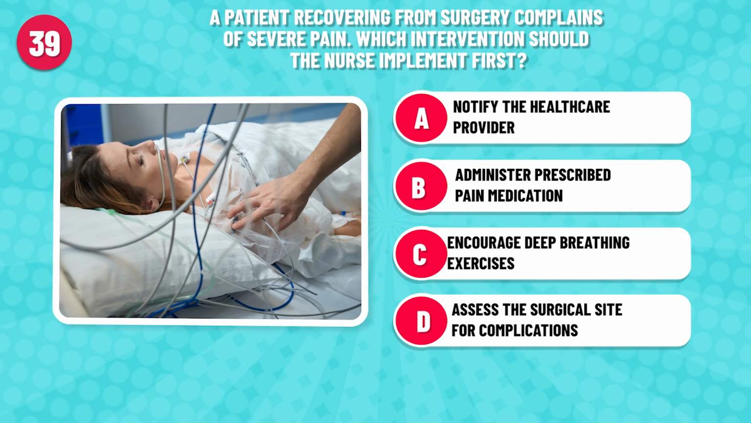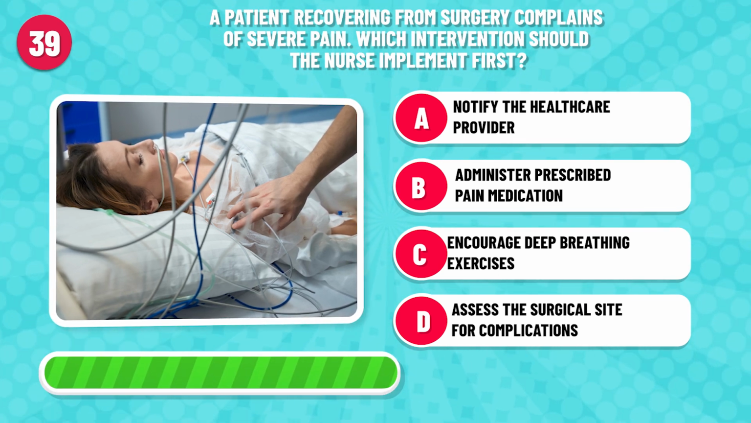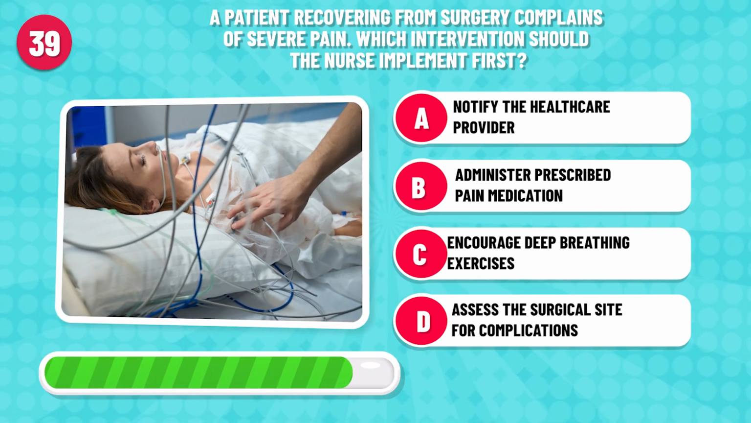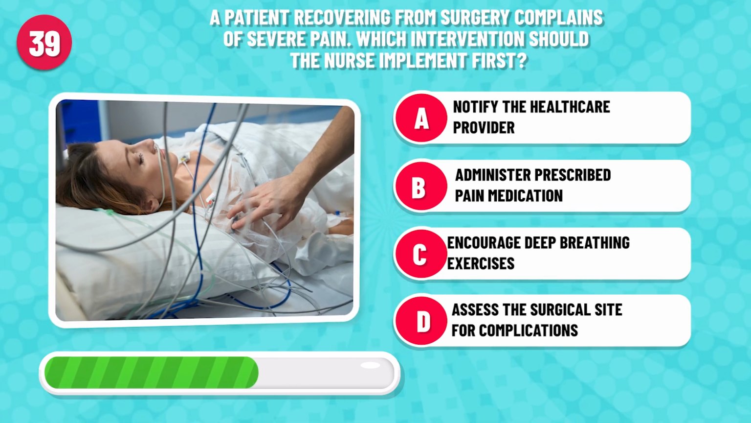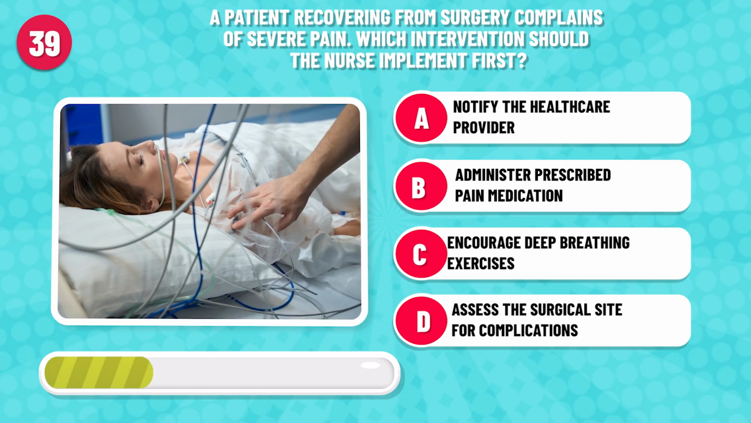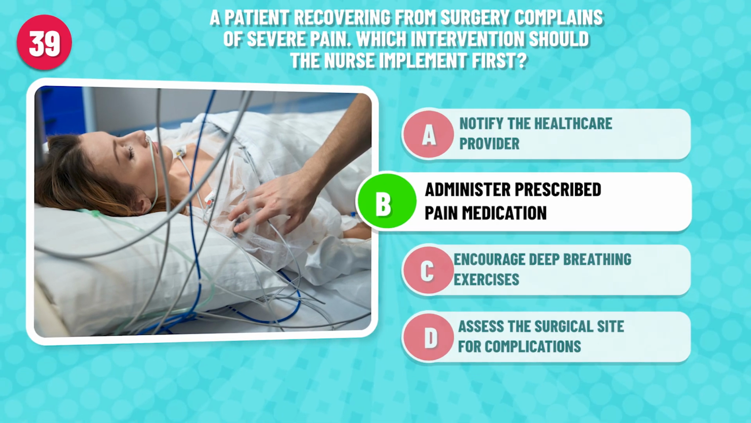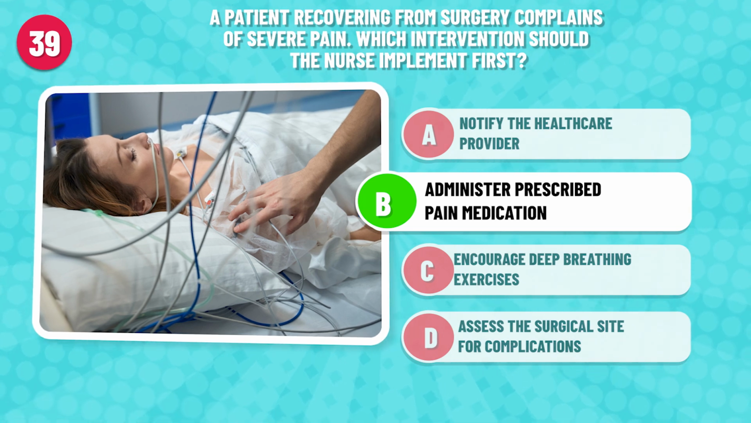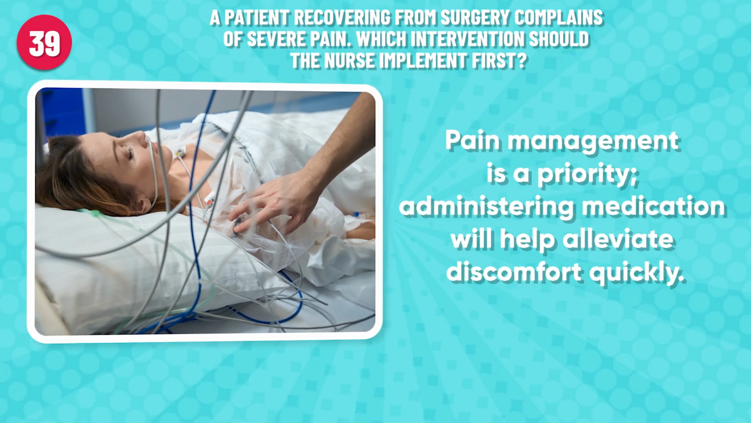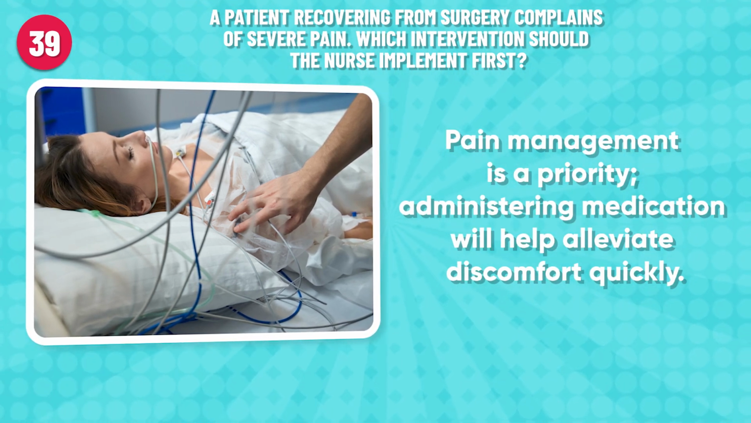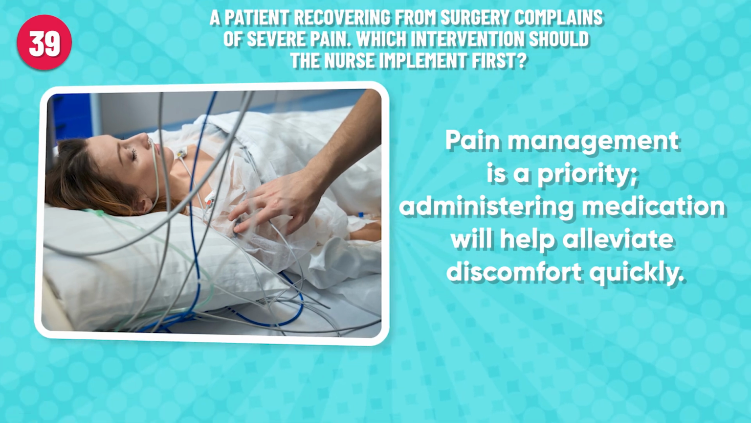Which intervention should the nurse implement first? It's B. Administer prescribed pain medication. Pain management is a priority. Administering medication will help alleviate discomfort quickly.